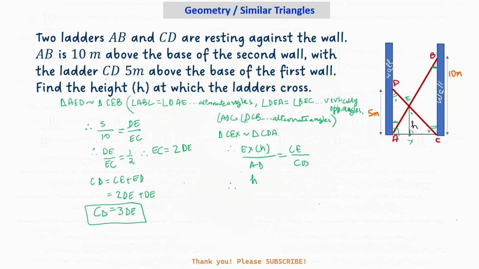So then I can write H out of AD, I know is 5, is equal to CE. I have written EC as twice of DE, so I can write it as twice of DE, and divided by CD is 3 times DE. So I can just cancel off the DE, and I can write H equals 5 times 2 is 10 out of 3 meters. So I can write this as 3 1/3 meters, and that's the answer.